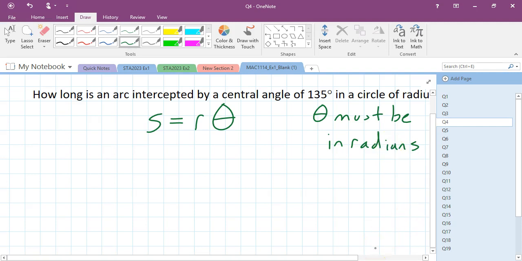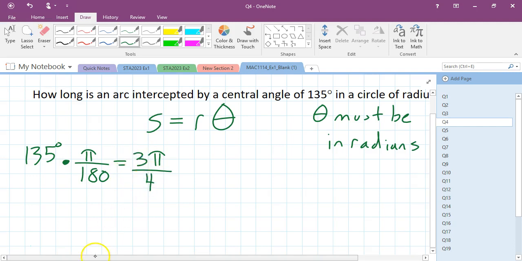So that means the first thing we have to do is take that 135 degrees and convert it. How do we convert 135 degrees to radians? Multiply it by pi over 180. Perfect. So in other words, you're going to leave pi in the numerator, and reduce the fraction of 135 over 180. And what does that fraction reduce to? So we're looking at 3 pi over 4 radians.